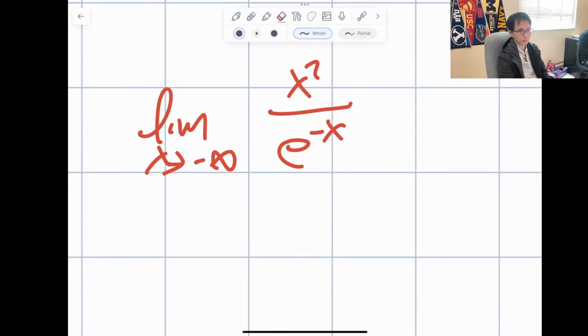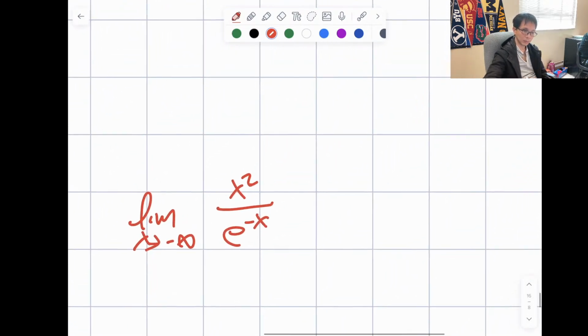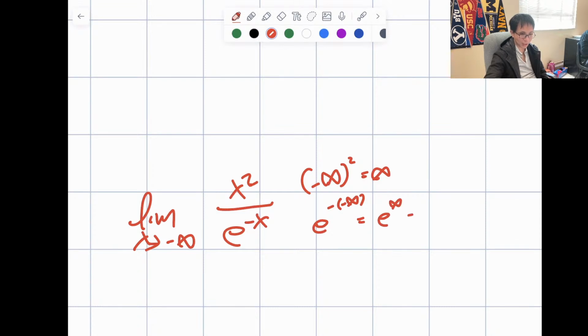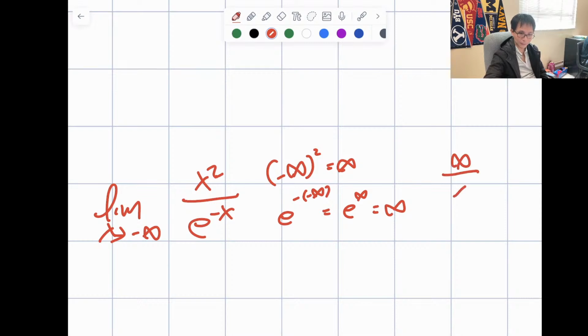X to the second power, negative infinity squared, that's infinity, right? And e to the negative infinity, what would that be? It's e to the infinity, what's e to the infinity? Infinity. So it's infinity over infinity.